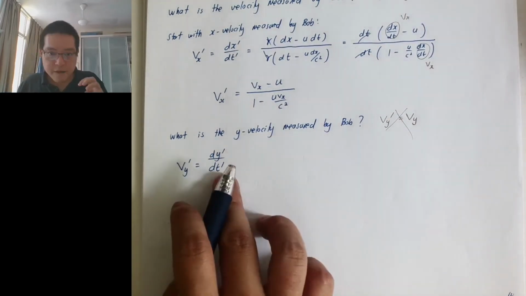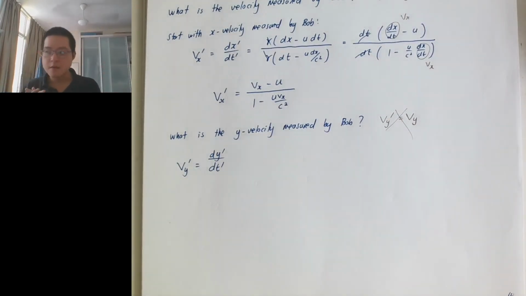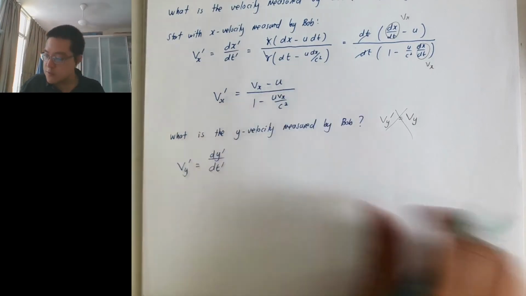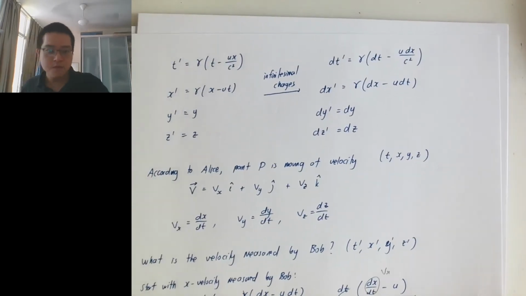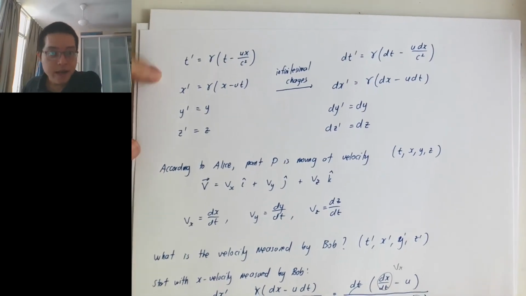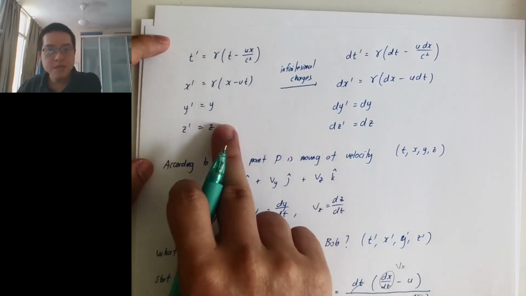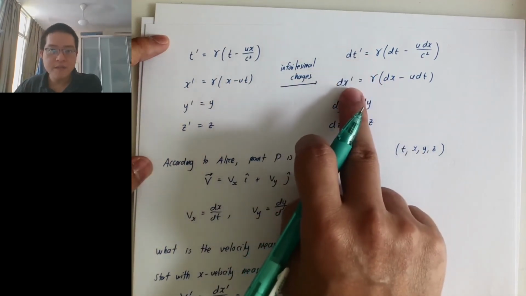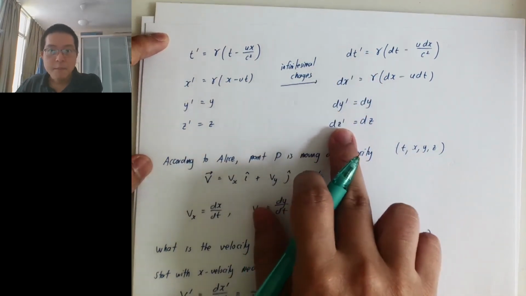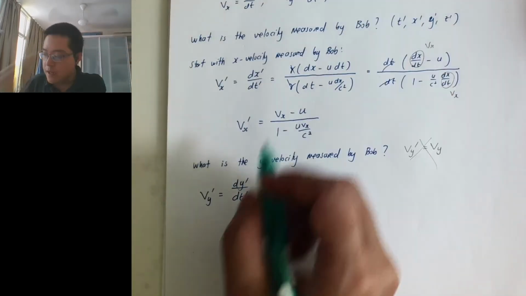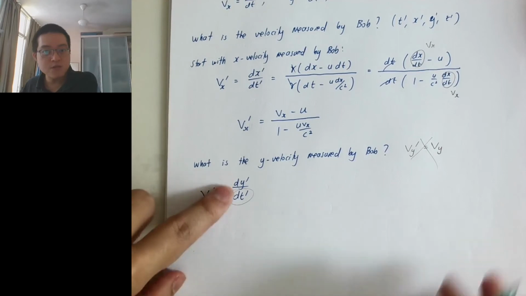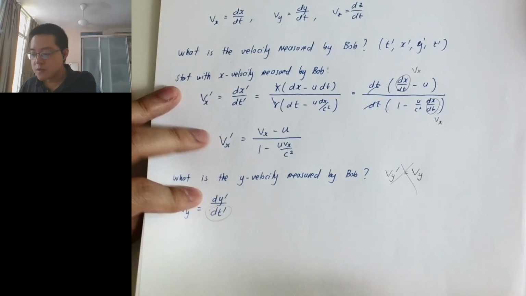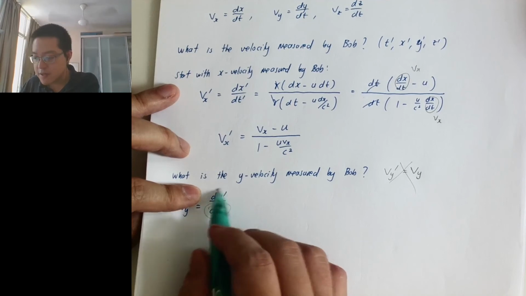Okay, so the velocity in the y direction is also affected. Now look at the infinitesimal changes. This is the transformation between Alice's measurements and Bob's measurements, right? So the time is affected, the position of x is affected, y is different. But if you talk about velocity, velocity is the rate of change with respect to time. So this time is affected by Lorentz transformation. So even though the y is the same, the dt is different.